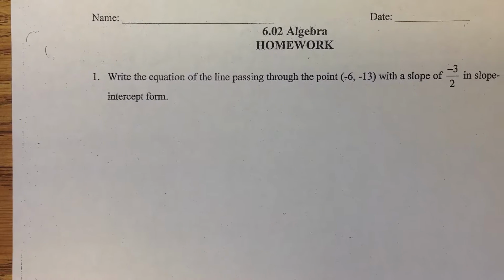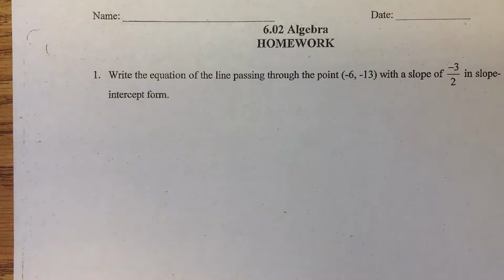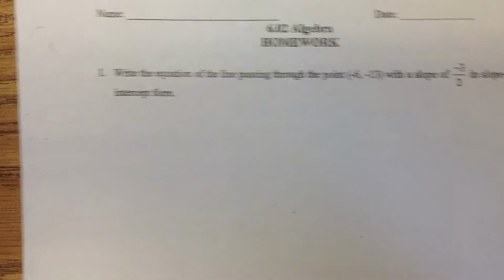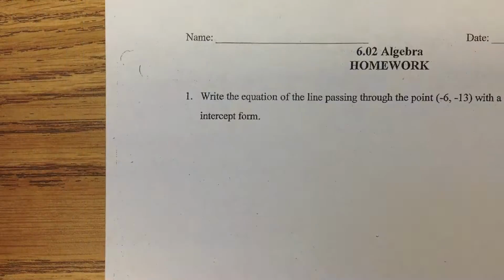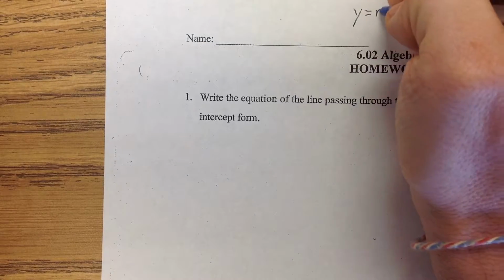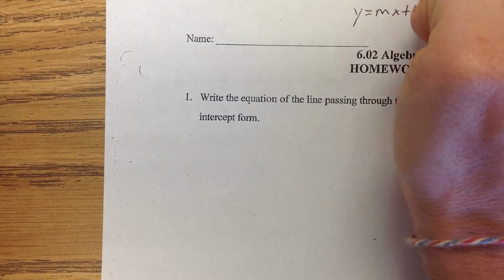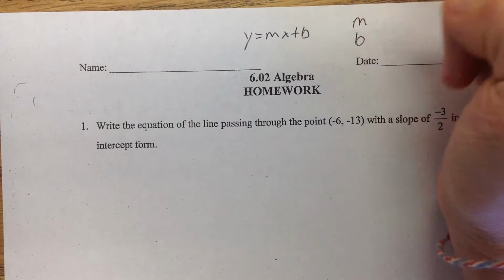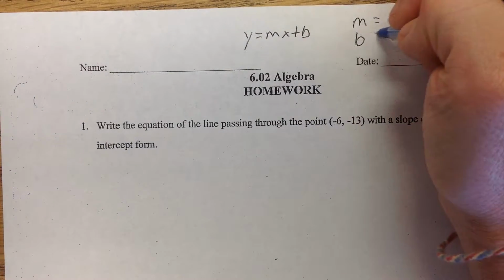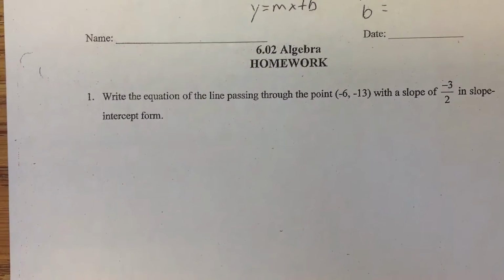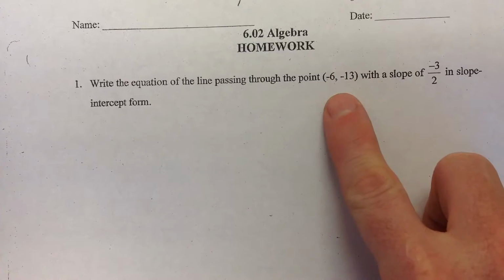Okay, welcome to homework 6.02 in the writing equations of lines unit. In the last homework, we were working with lines where they gave us a slope and a y-intercept. So that's where we could use our formula y equals mx plus b. We found our m, we found our b, and then they got plugged into that formula. This homework's a little different because instead of giving us a y-intercept, they give us a point.